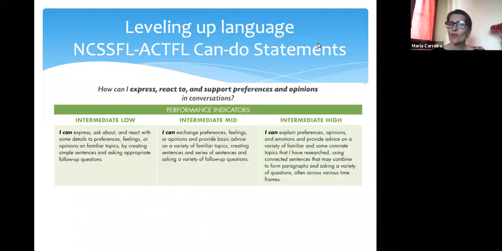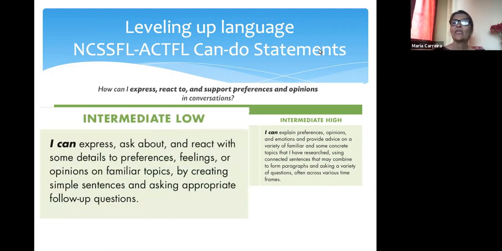Here's a good way to level up language. I use the can-do statements. And for this demonstration in particular, I am going to focus on students' ability to express, react to, and support preferences and opinions in conversation. So this is the interpersonal mode. And I'm going to assume that my students are at the novice mid-level, and I want to bring them up to the intermediate low level.